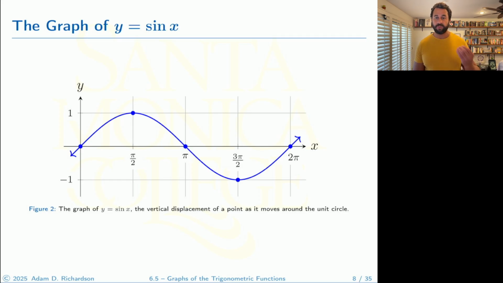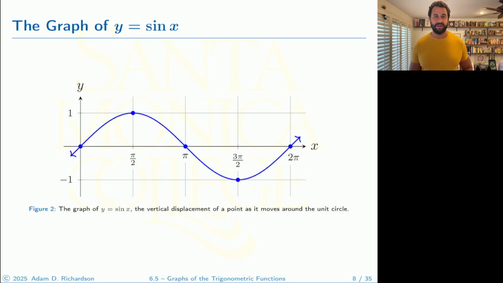Again, the angle that we're putting in is being plotted on the x-axis. So these are angles that you see right here: 0, pi over 2, pi, 3 pi over 2, 2 pi. And if we remember what the value of the sine function is at those angles, we will get these key points right here, right here, right here. And then we're going to connect those points with a smooth, continuous curve like so.